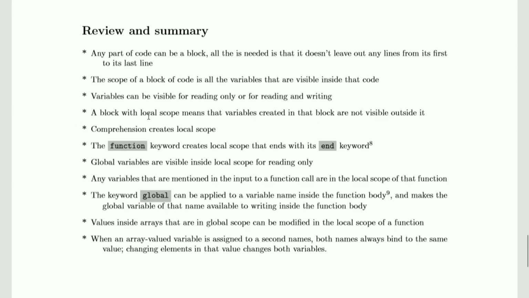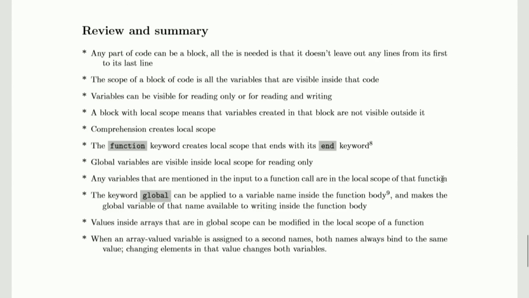A comprehension creates a local scope. A function creates a local scope. The local scope starts immediately after the function keyword and ends with the end keyword. It means that the variable names that you give to the function are actually local to the function. Global variables are visible inside the local scope of a function, but for reading only. They cannot be modified.